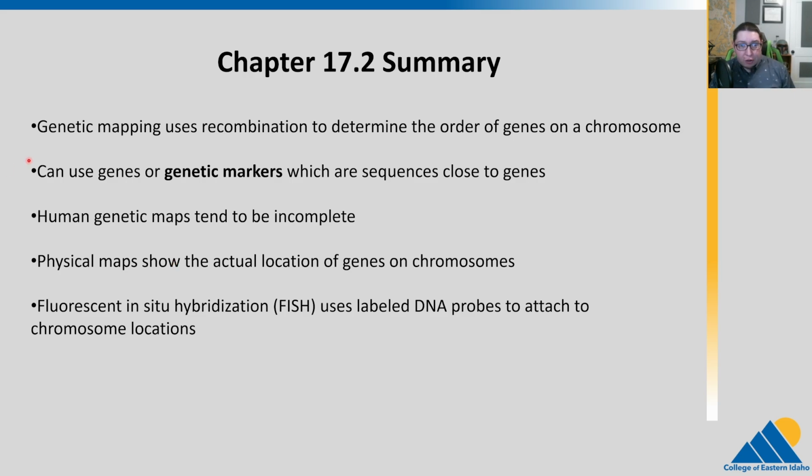So genetic mapping using recombination to determine the order of genes was being done, but we supplemented that with genetic markers to help tell us sequences of DNA that were close. So once we could start genotyping, we could start figuring out these things at a molecular level. But human genetic maps tend to be incomplete, and physical maps are necessary to show us which chromosome the genes are actually located on. To do that, we use fluorescent in situ hybridization, which uses labeled DNA probes to attach to the chromosome locations. All right, in the next section, we're going to take this information and move on to sequencing the whole genome.